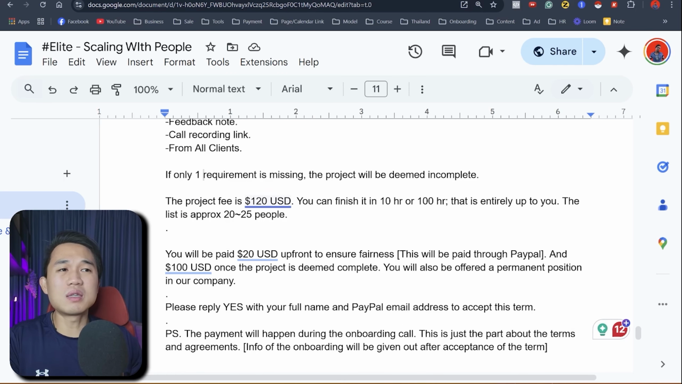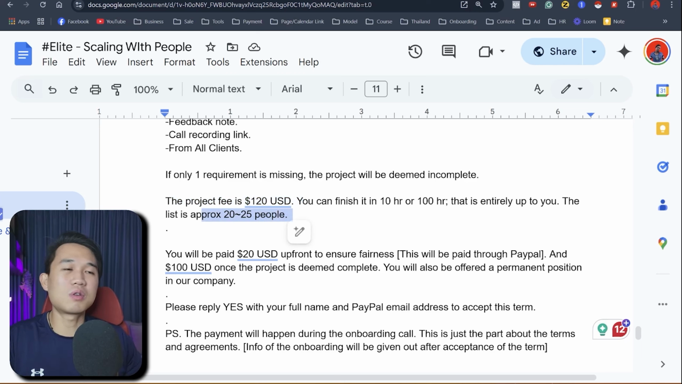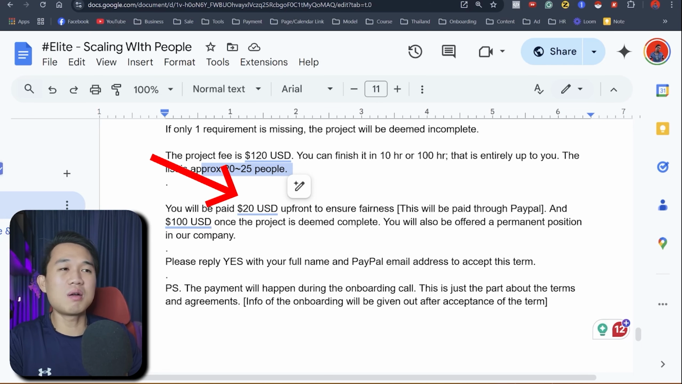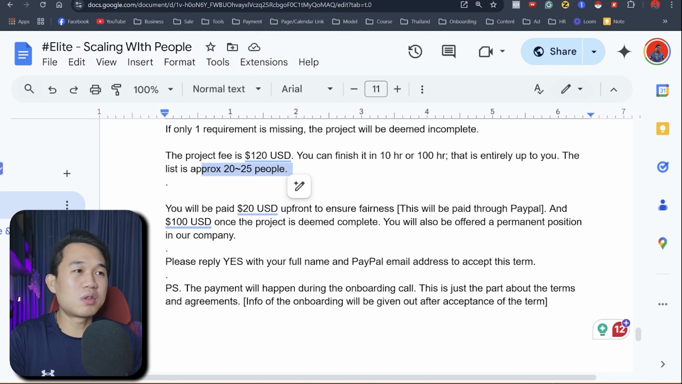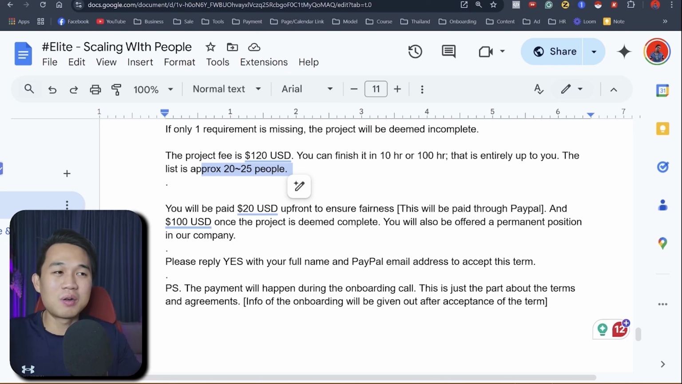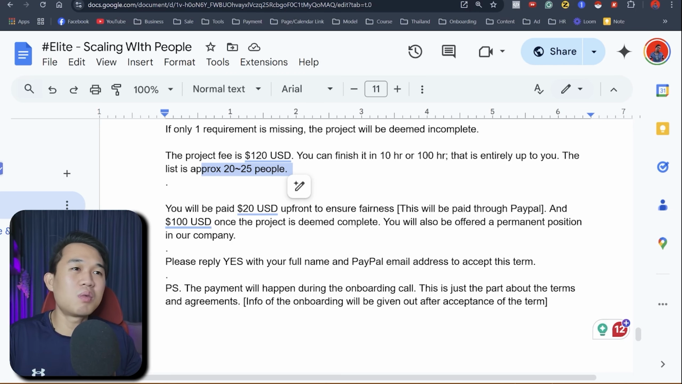The project is $120, right? You can spend 10 hours or 100 hours, it's entirely up to you. We just have a list for them to call. Once they finish, just tell me that you finished. The list is approximately 20 people, so this is a very small list. I was very, very generous with $120 as a price. I actually pay everyone $20 for participating, because I know that only the winner will get the full amount. So this is how I get a Rockstar appointment setter for just $20, right? And once you actually see the Rockstar coming up, you just pay them the $120, right?